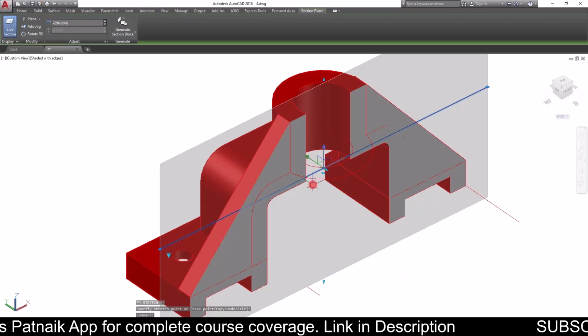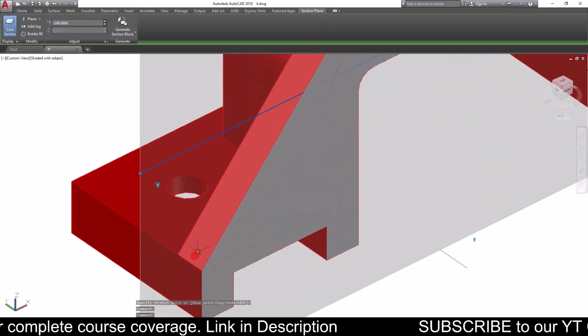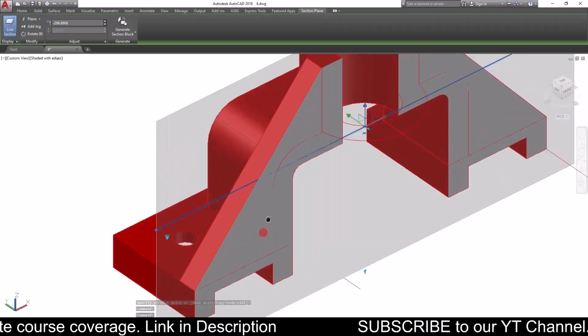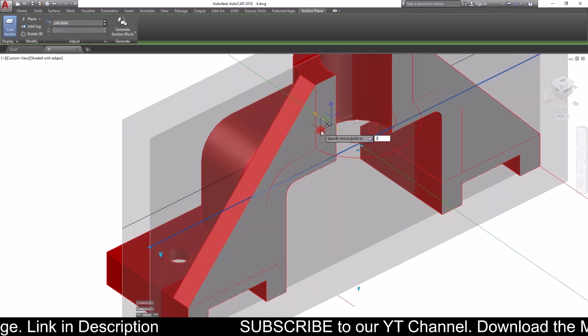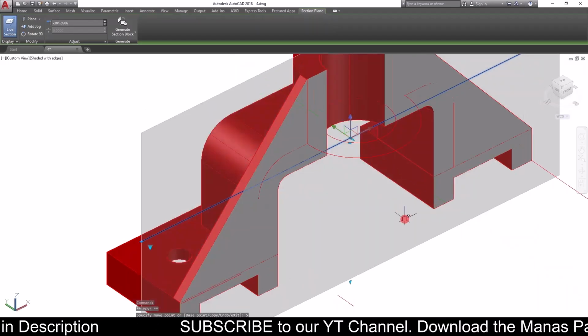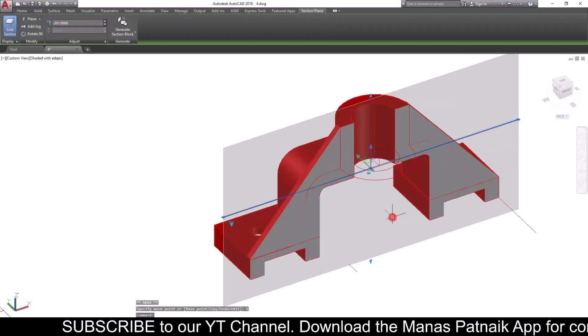No, this is not the way. The section plane is actually passing through the center, the midpoint of the web. So it would be something like this. The web has a thickness of 10, so this distance over here is going to be 5, and enter. Now you are seeing the section. This is what you need to create.